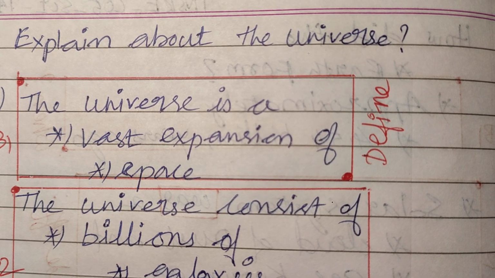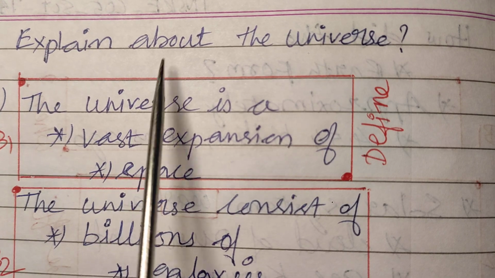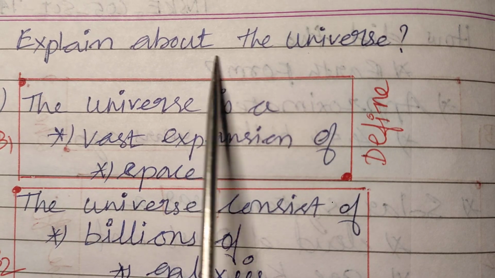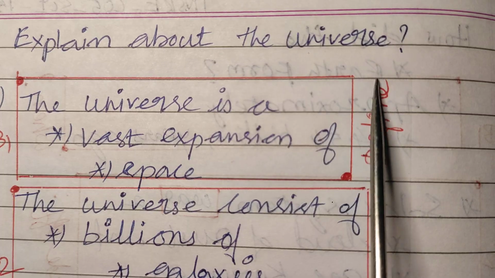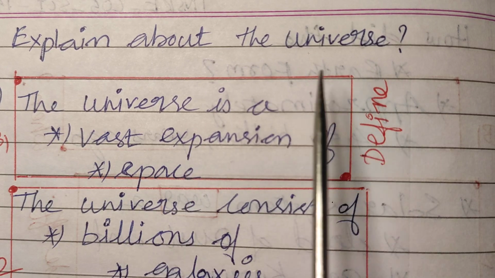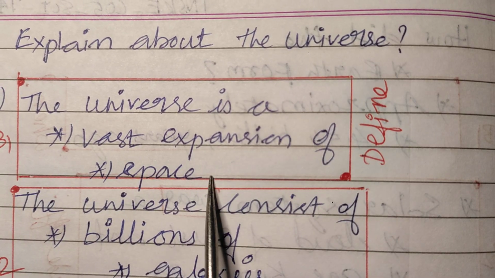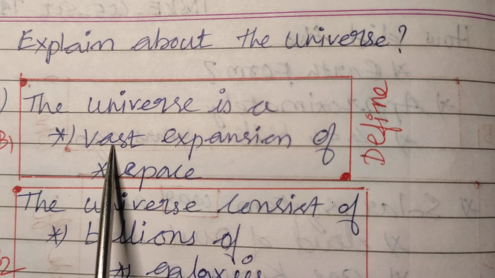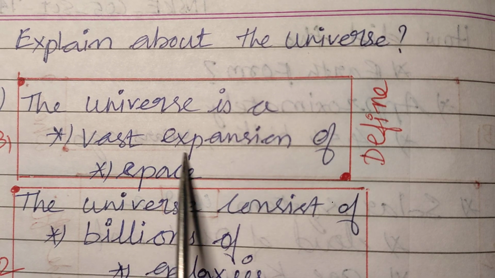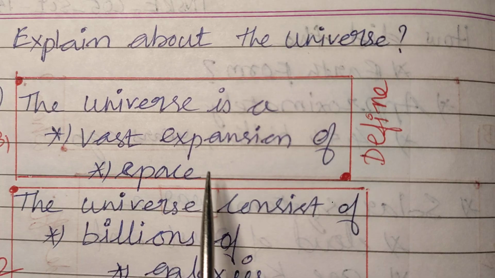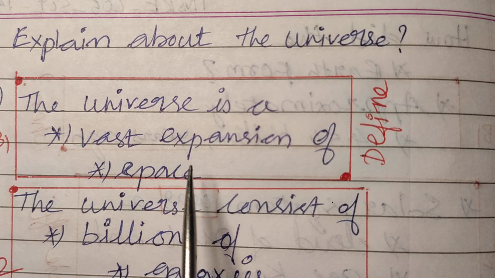The second question Himayam asked his father is, explain about the universe. So we have to explain or define what the universe is. The universe is a vast expansion of space. It is a space which is very vast and expanded. It has no limit. It's not an empty space, it's a space containing dust particles, gases, planets, everything.